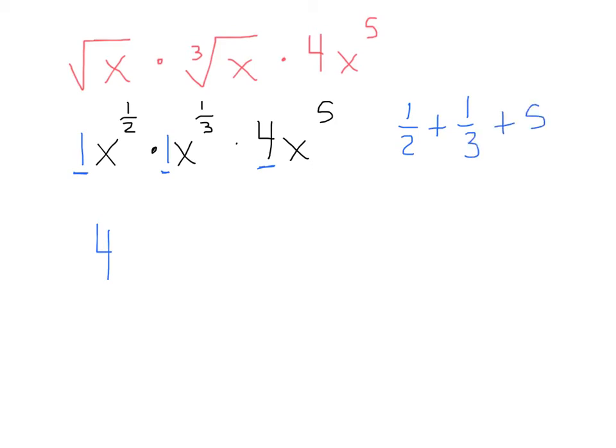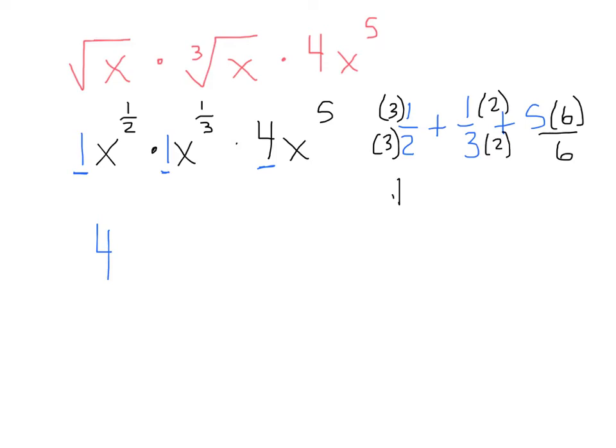Well, in order for you to add fractions, you have to have common denominators. So it looks like my common denominator is going to be 6. So I need to multiply this 5 times 6 over 6. I need to multiply this 1/2 times 3 over 3. And I need to multiply this 1/3 times 2 over 2.